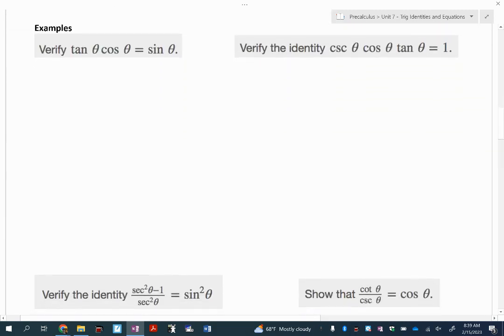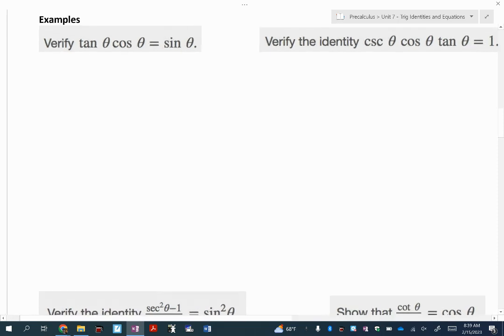The first one says to verify that the tangent of theta times the cosine of theta is equal to sine of theta. So what I do is I pick a side. The left side has tangent and cosine multiplied together, so I'm going to choose those trig functions and rewrite them using my identities to make them look like just sine theta. I'll do my best here. It's not going to be perfect.